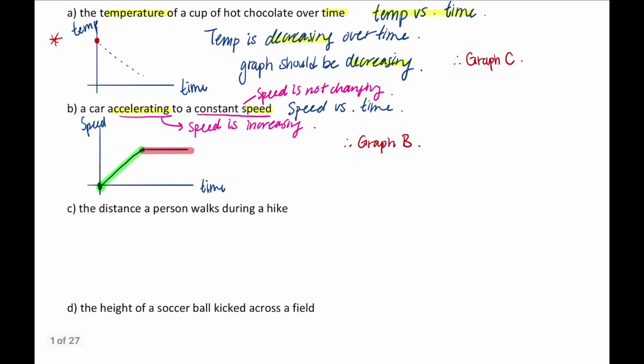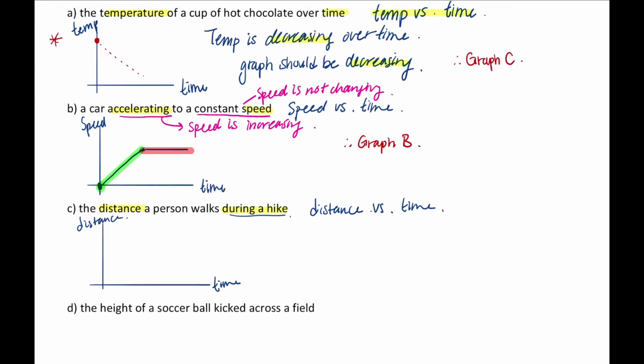Moving on to part C. The distance a person walks during a hike. So we were given the distance a person walks during a hike. So we're dealing with distance, and then it says during a hike. So that's during a certain amount of time. So again, this graph would be in terms of time. So let's set up our graph. This is going to be in terms of time, and then we have distance on the top.